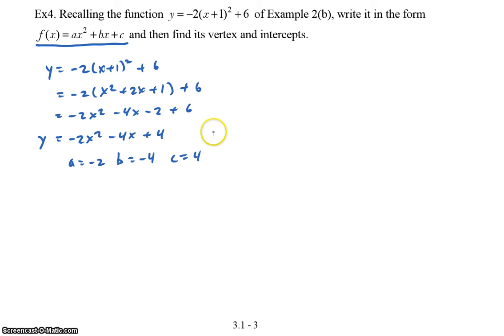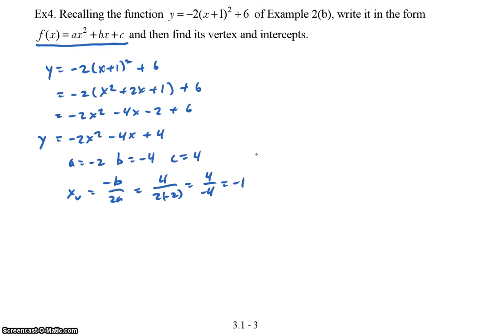Now for the vertex you just need A and B actually. So the x-coordinate of the vertex, xv, by the vertex formula is minus b over 2a. So that means the opposite of b, which is positive 4, over twice the value of a, which is negative 2. That is 4 over negative 4, or negative 1.